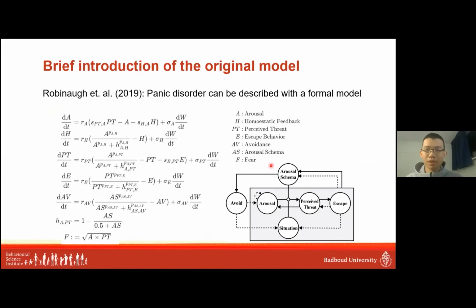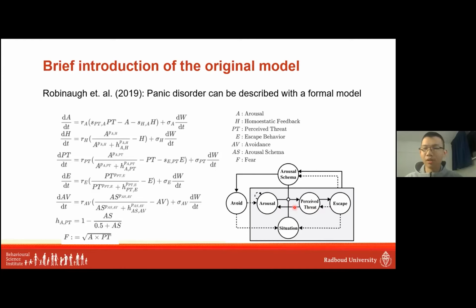In order to illustrate the method, we use the panic disorder model by Robina and his colleagues as an example. The basic idea of this model is that the panic disorder comes from the vicious circle of physical arousal and perceived threat. The people with panic disorder often tend to overinterpret the physical arousal as an indicator of danger. So with a small noise, the physical arousal and perception begins to amplify each other. This makes panic attacks appear over and over again.